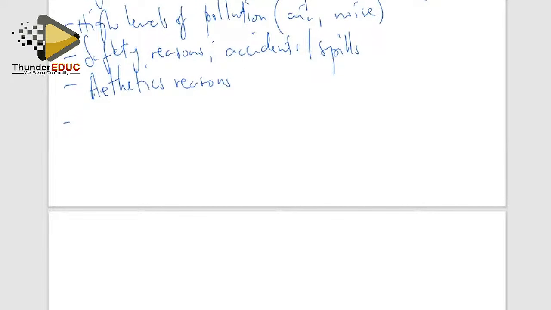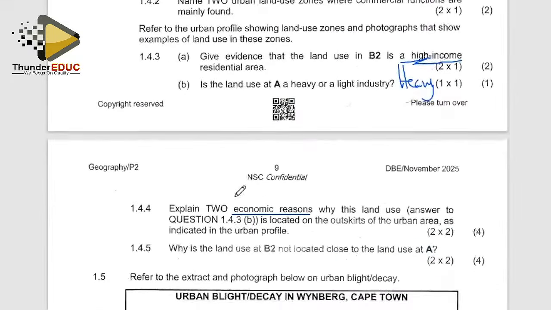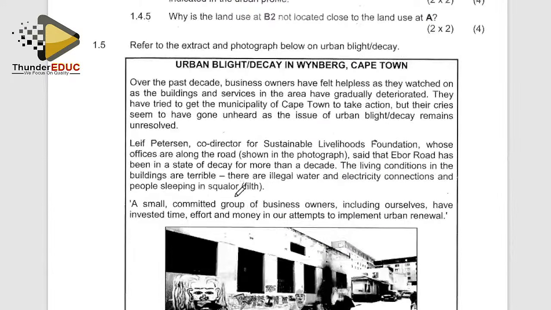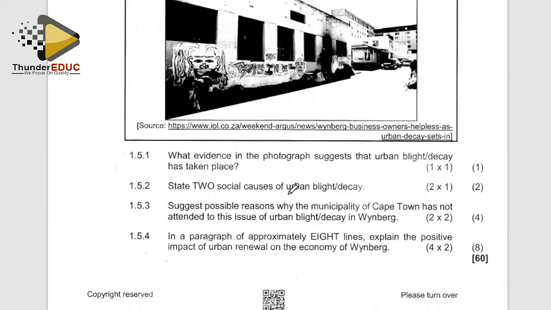Right. Then we check the next question. The next question, question number 1.5, is giving us an insight into the problem of urban blight or urban decay in Cape Town. We are not going to go through the text, but we're going to try to highlight the questions. Right. What evidence in the photograph suggests that urban blight or decay has taken place?